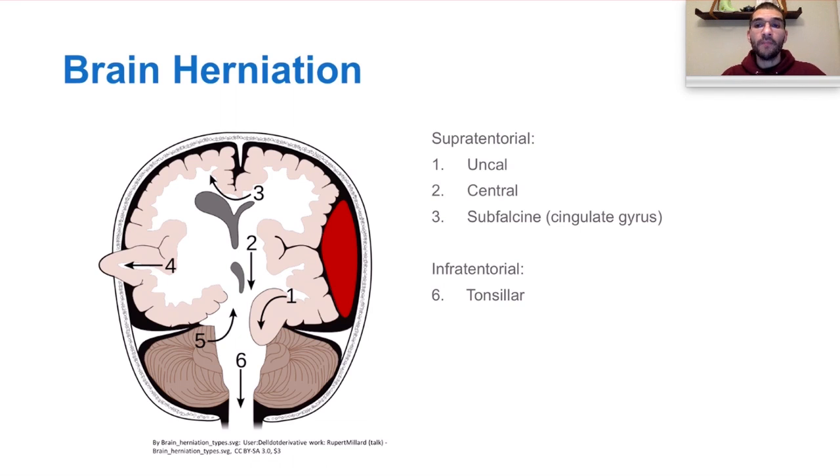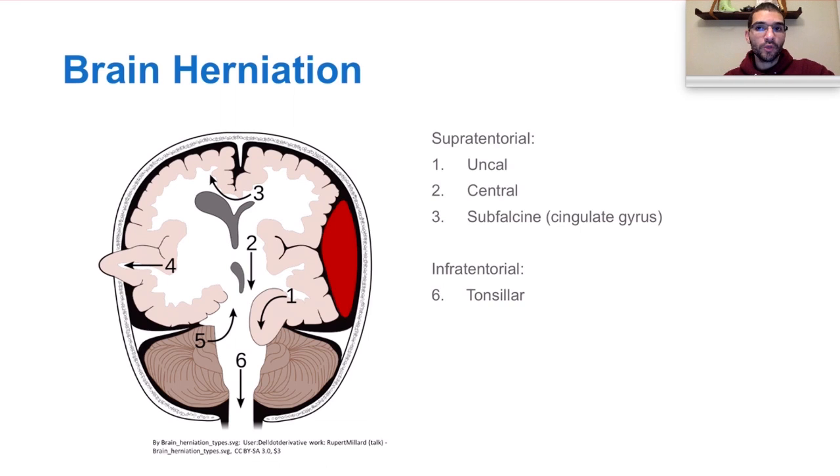We have something called the homunculus, which basically means that the motor cortex provides function to the legs around this region, and then it walks over to essentially the upper extremities. So injury here will affect your upper extremities. Injury here will affect your lower extremities.